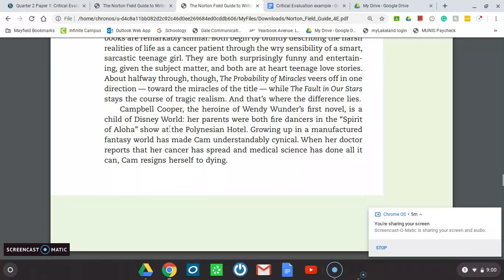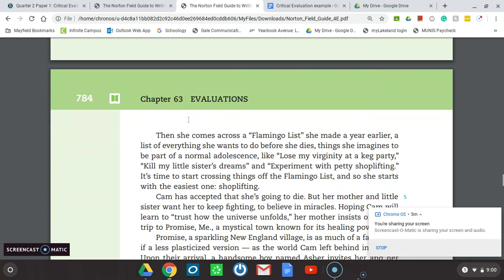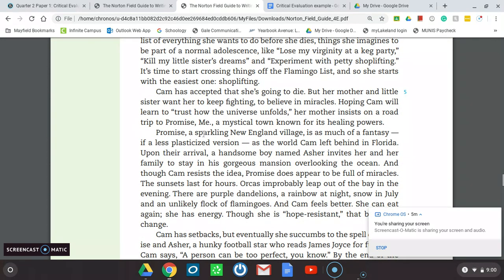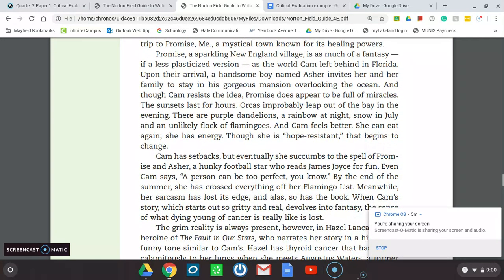So we'll now notice that Cam Cooper is going to be described and her story is evaluated over paragraphs 3, 4, 5, 6, and 7. So that's just the organizational structure. Paragraphs 3 through 7 are detailing Cam's story and what exactly she is doing, trying to live life to the fullest before she passes away.